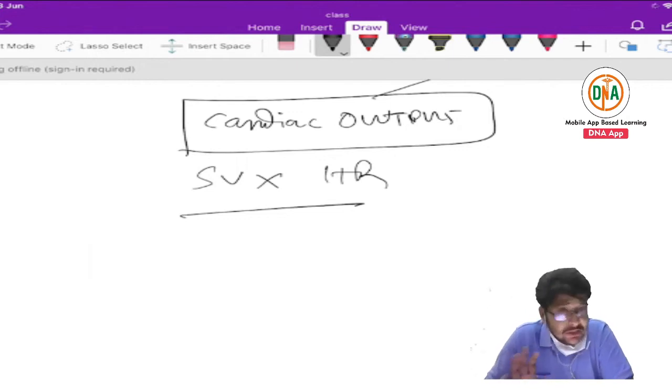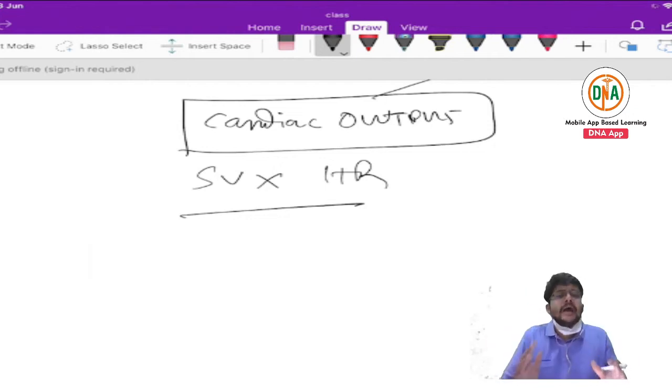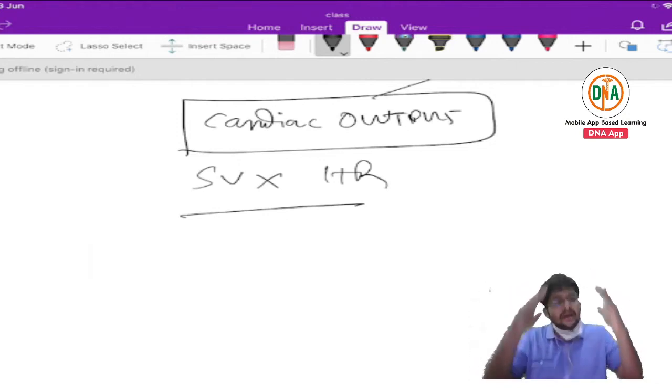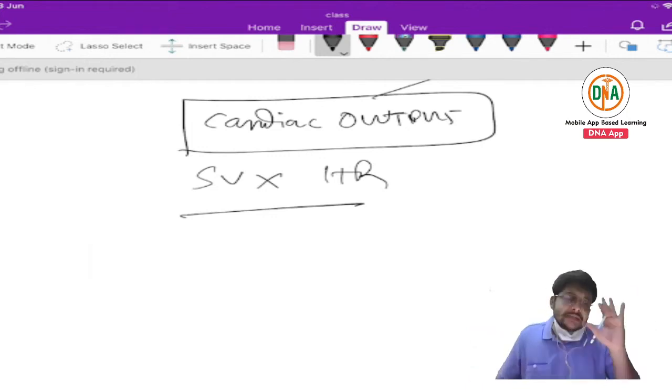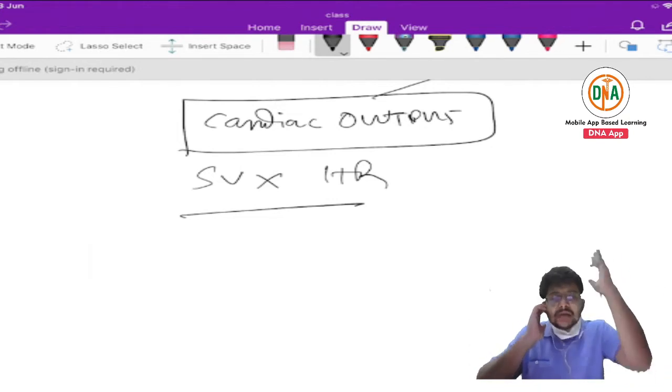So for passing, this is very basic. Cardiac output, very basic. So what is cardiac output? The volume of blood that is ejected out of the heart due to its contraction and relaxation in a particular cardiac cycle in 1 minute. So the volume of blood that is ejected out of the heart in 1 minute is cardiac output.